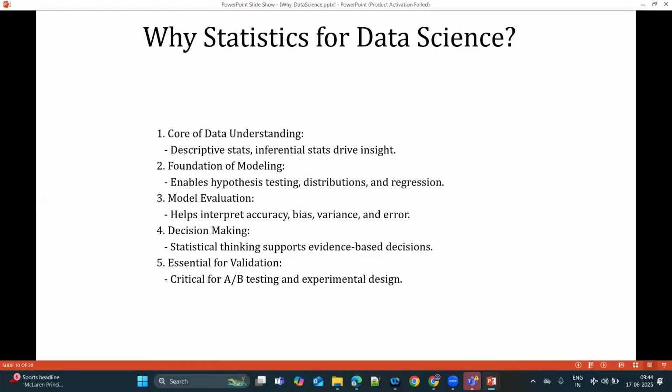For meaningful insights, we try to know about the mean, median, max, amount of data, and missing values. In order to find these kinds of scenarios, we use stats, in simple words. And this is the foundation for modeling.